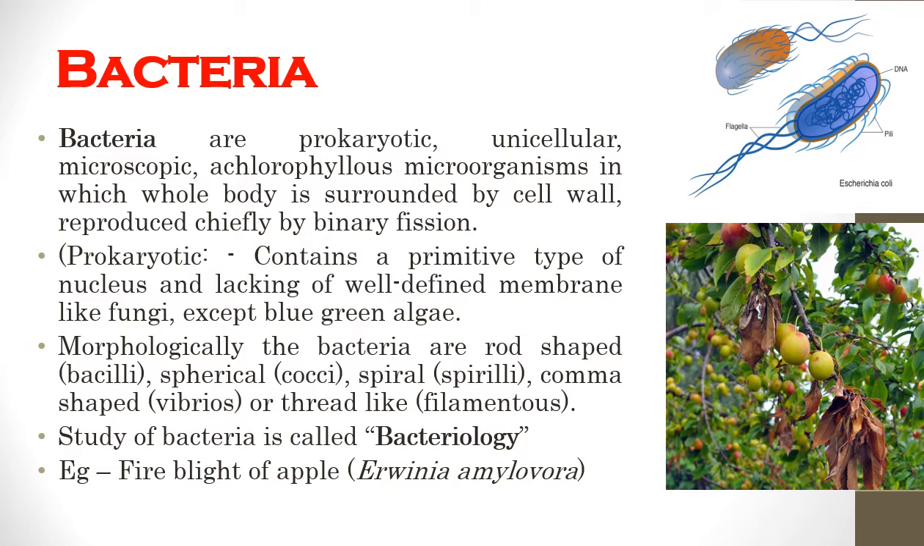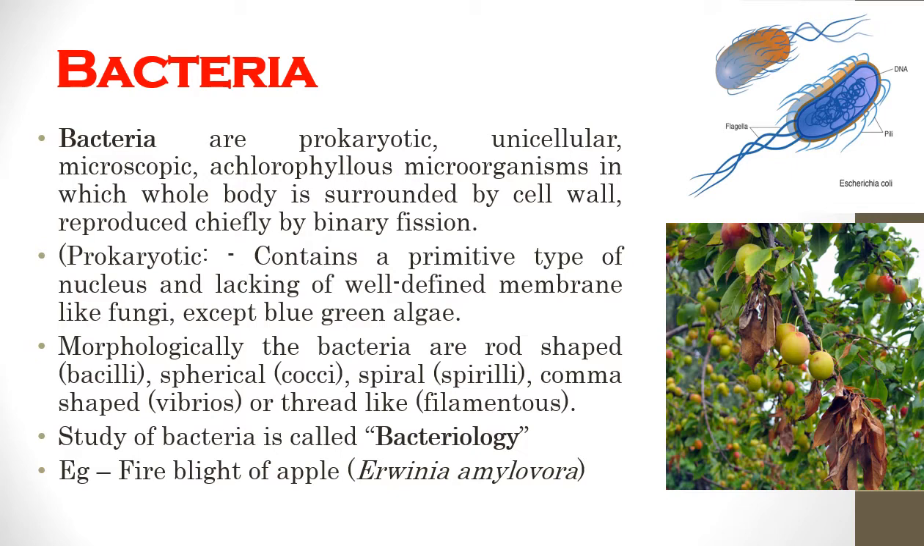Mostly bacteria reproduce by means of binary fission. Of course, sexual reproduction will also be there, but nearly 90 to 95% of bacteria reproduce by means of binary fission. Coming to the morphology of bacteria, most bacteria are rod shaped. Rod shaped bacteria are called bacilli, spherical shaped bacteria are called cocci, spiral shaped bacteria are called spirilla, comma shaped bacteria are called vibrios, and thread like bacteria are filamentous. So I'm just giving a general account.